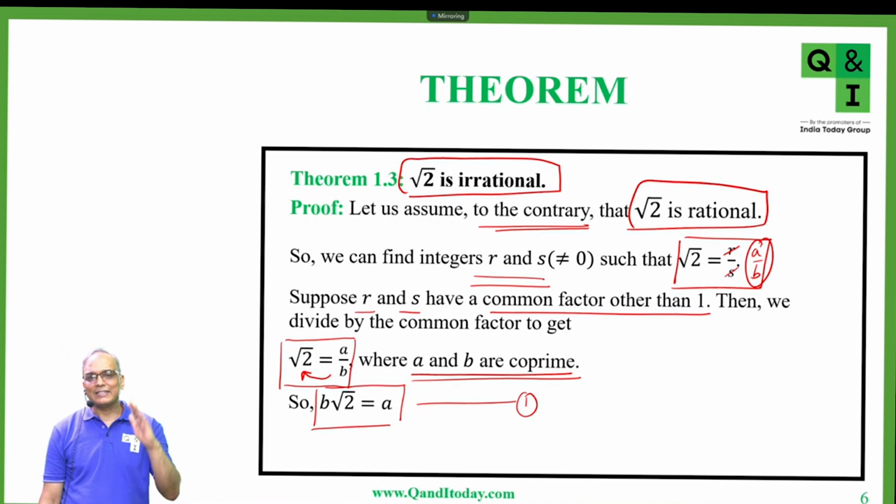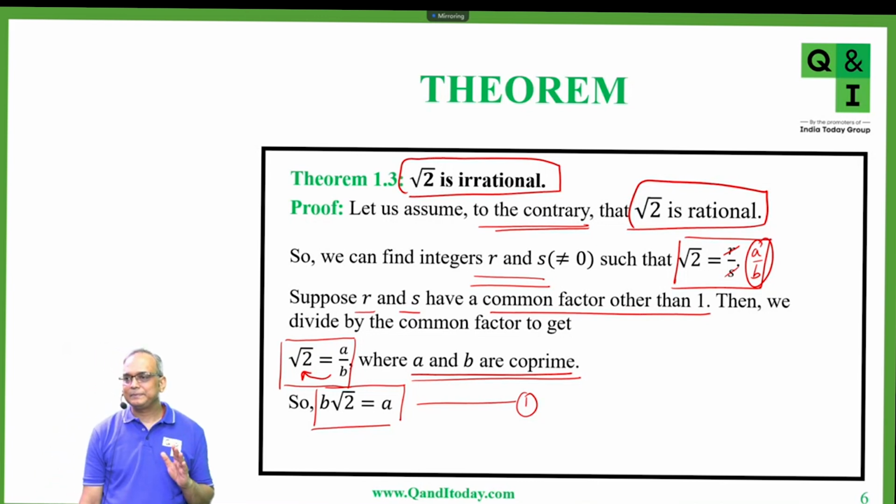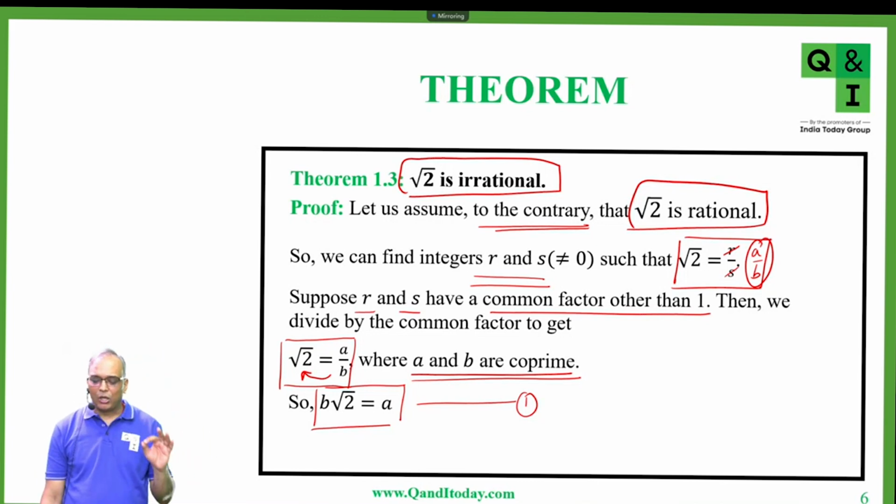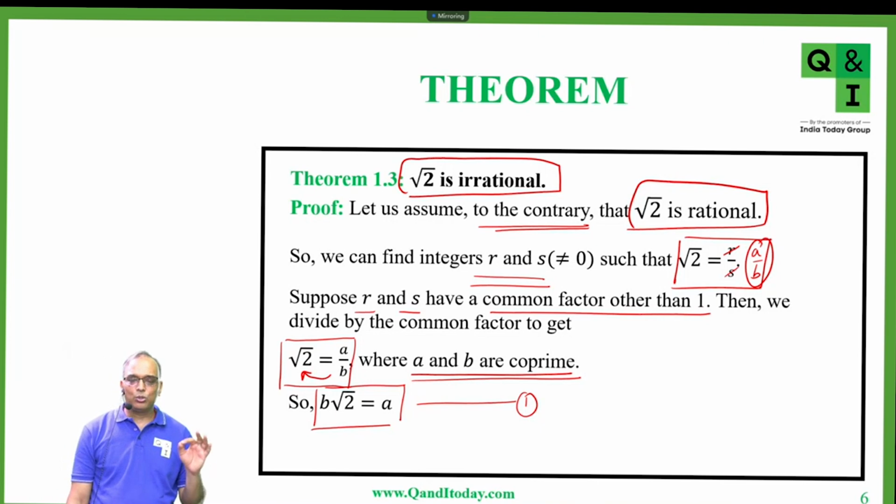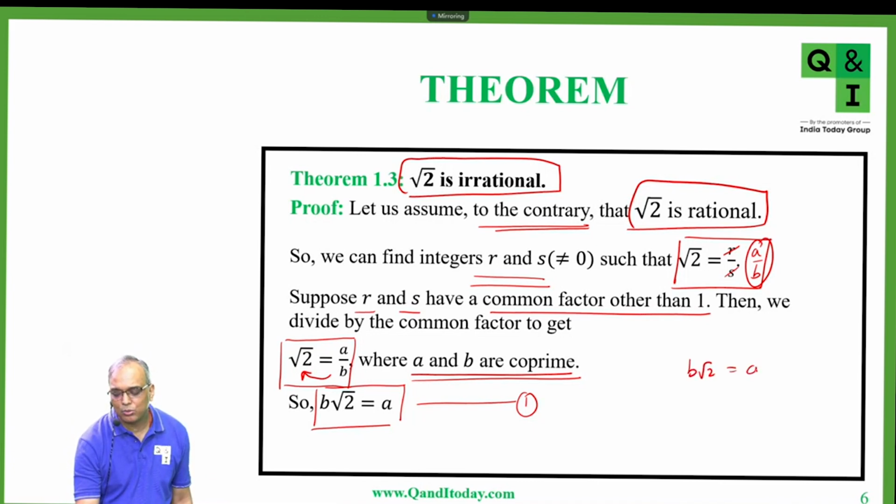Now, if I have cancelled the common factor between the integers r and s, there is no common factor remaining when I have written it in simplest form as a by b. So root 2 is equal to a by b, where a and b are co-prime numbers. There are no factors in common. Is this clear? Yes, sir. Now I say root 2 is equal to a by b. I take b on the other side of the equation. So we get b root 2 is equal to a.